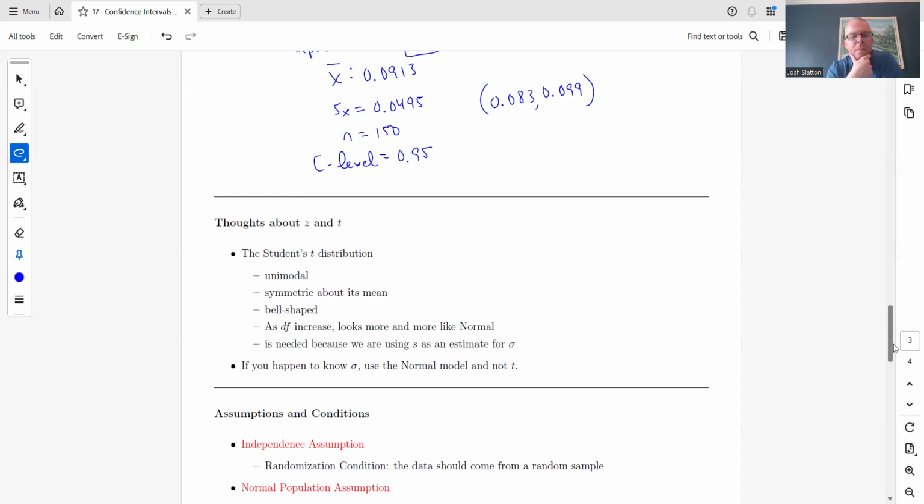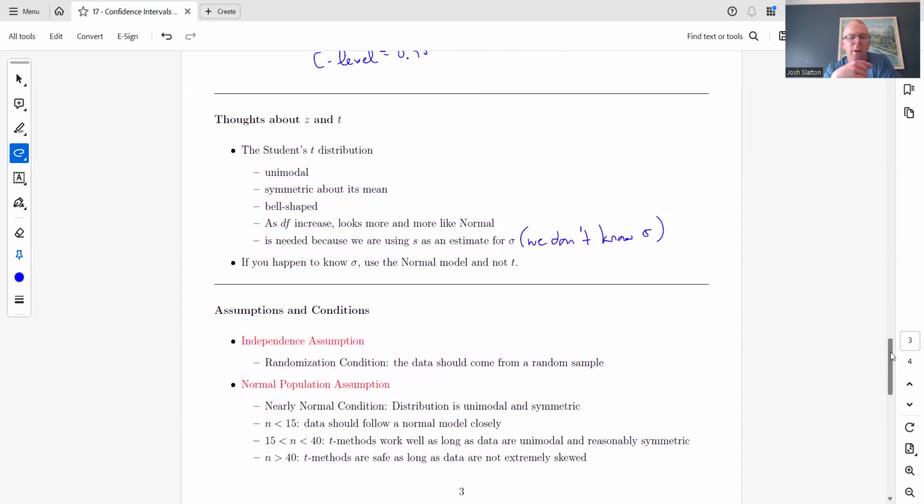And here's the important part. This is needed because we're using s as an estimate for sigma. In other words, we don't know sigma. So let's mention that we don't know sigma. And in fact, if you do know sigma, then you should use normal CDF, the normal model, not the t model. So out of this section, that one is probably the most important. Make sure that if you do know sigma, you would use a normal distribution.